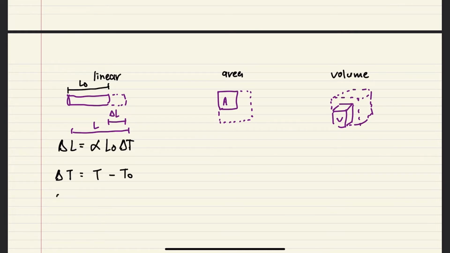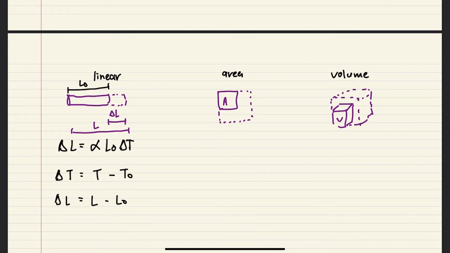Maybe I can write it down. Delta L equals L minus L0. Alpha here is the coefficient of linear expansion. Okay, the coefficient of linear expansion we will discuss later, and then the relation between them as well.